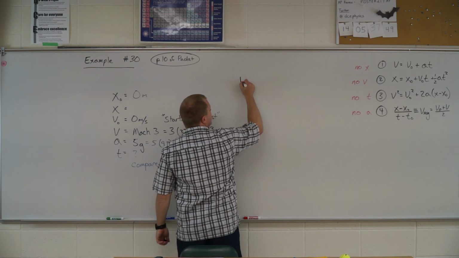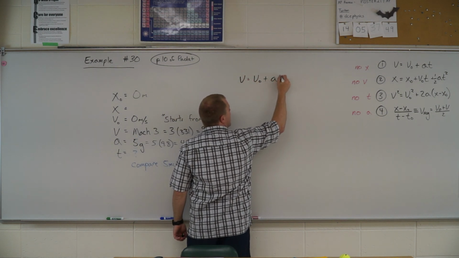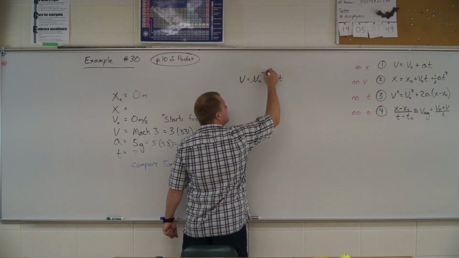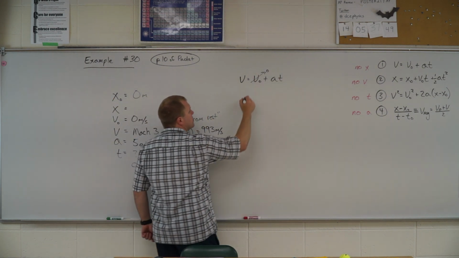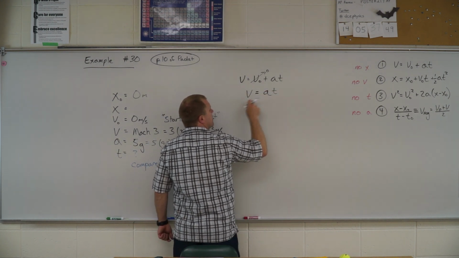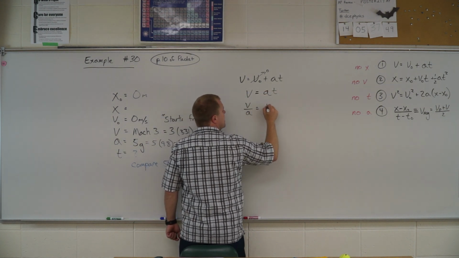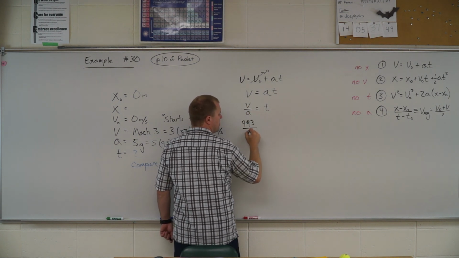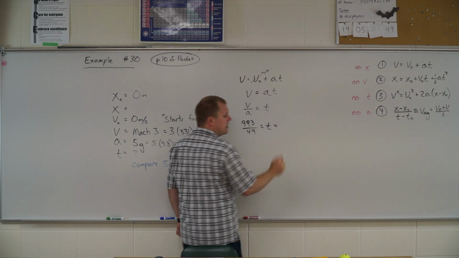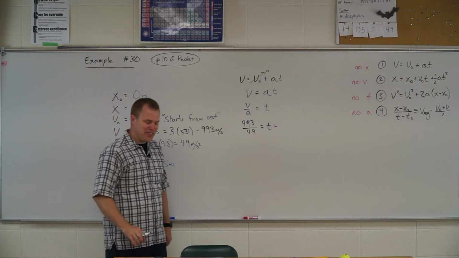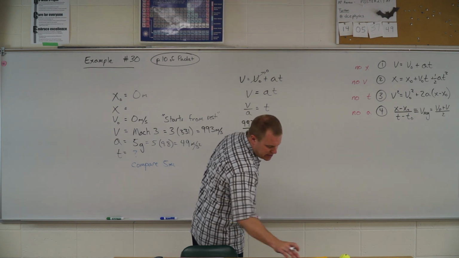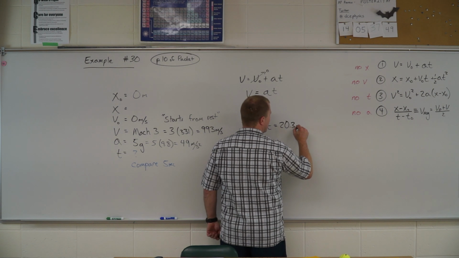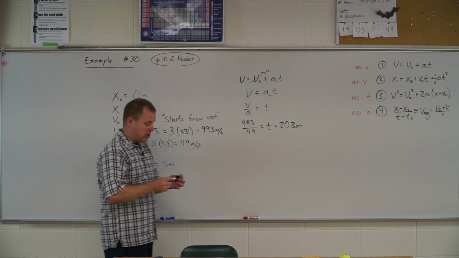So v equals v naught plus at, crossing out that 0, since it starts at rest. And the last thing I need to do is solve for t. So I have v is equal to at, divide by a, so v divided by a equals t, or velocity, which was 993, divided by 49 will give me a time. Now, I'll type that in. It comes out to be 20.3 seconds. They didn't make it. They weren't even close.